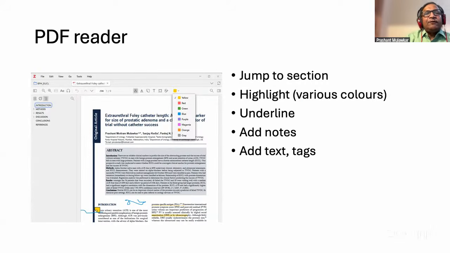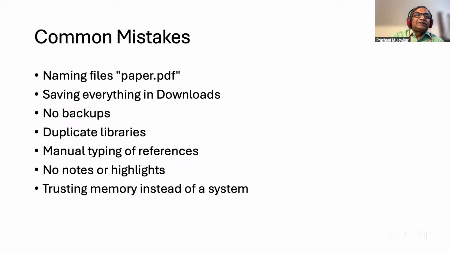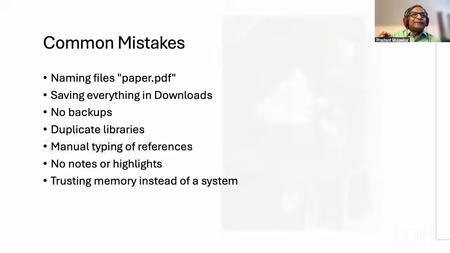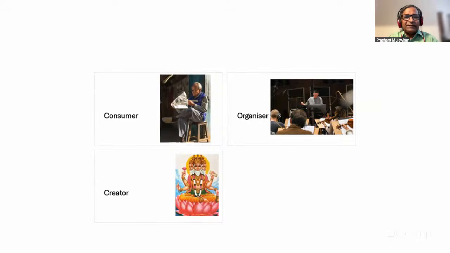One of the important parts of Zotero is a PDF reader, which is incorporated in Zotero. You can underline the document, annotate, and these annotations will be tagged with your reference, and then you can use those annotations for importing in your document. A common mistake is saving the file with numbers or maybe paper or something like that. There are many times we have duplicates. Many times we have got 5 to 6 copies of the same document, which should not be there. So that is how I am as a consumer.